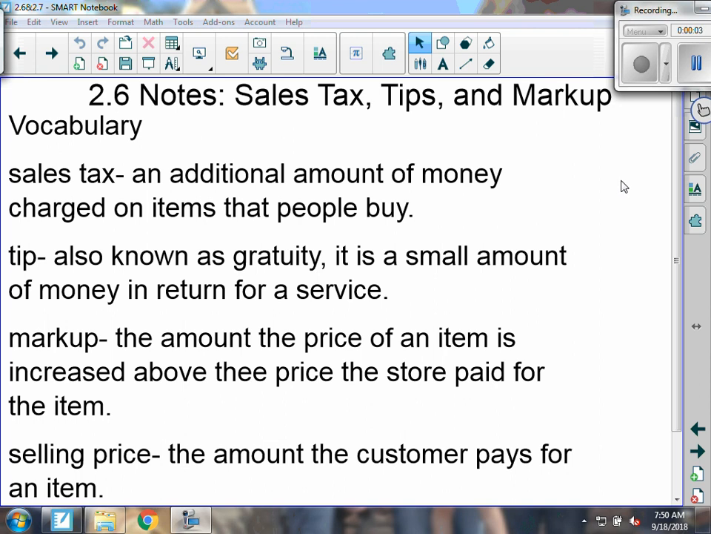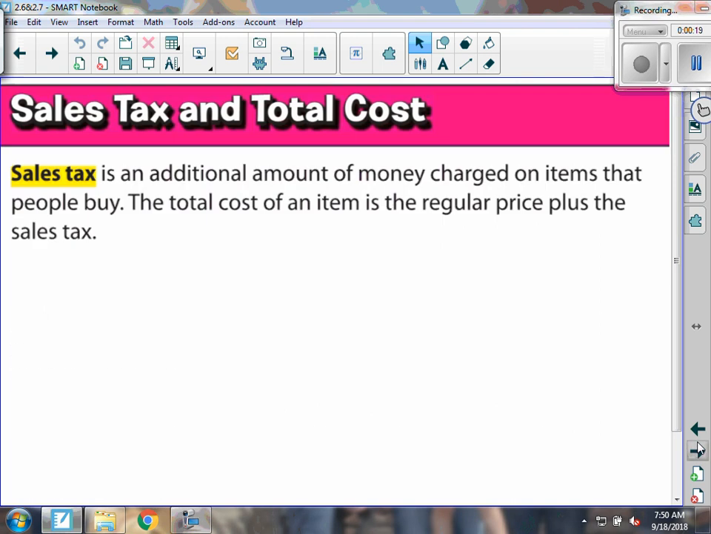Today we're going to talk about sales tax, tips, and markup. We're also going to talk about discount a little bit later. So go ahead and take a moment to copy these 4 definitions down, please. Okay, so sales tax is an additional amount of money that's charged on items that you buy. So you have sales tax on things that you purchase at the store.